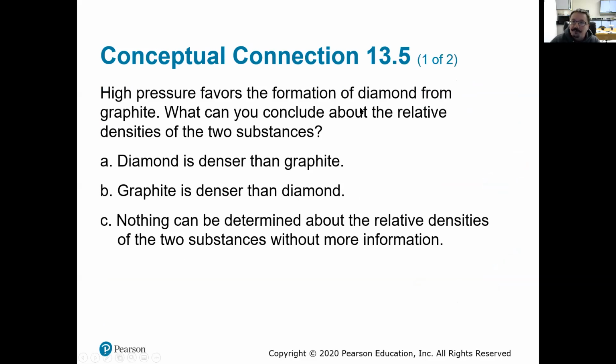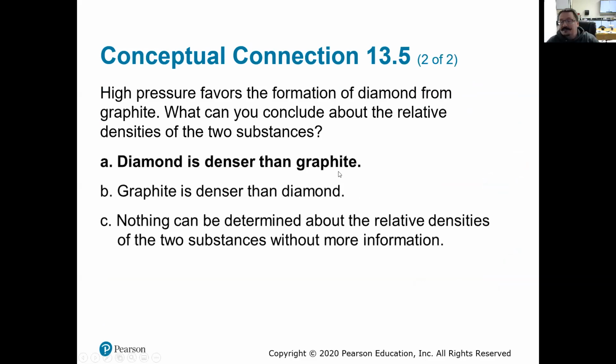Well, if high pressure favors it, then it should be more dense. We should see a positive slope in our phase diagram of this. We need more pressure, meaning those molecules are closer or tighter packed in the diamond, so that we can conclude it's more dense than graphite.